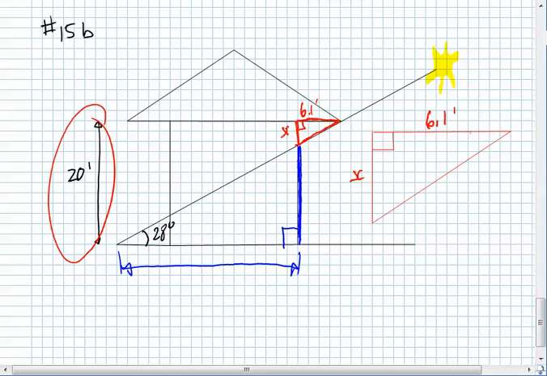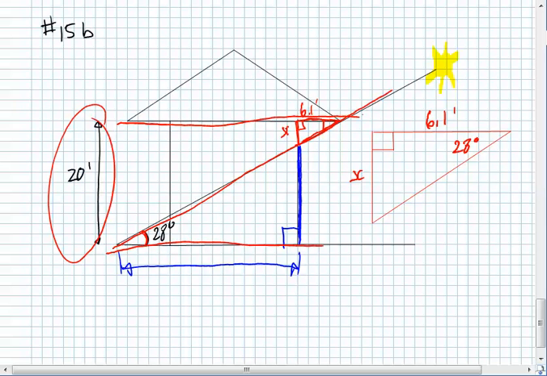Okay, and then the angle that we know, just like the last time, this is 28 degrees because it is an alternate interior angle to this angle over here. So these two lines are parallel. The line that cuts across here is like a transversal, so the alternate interior angles are equal. So I can solve for x using, again, tangent.